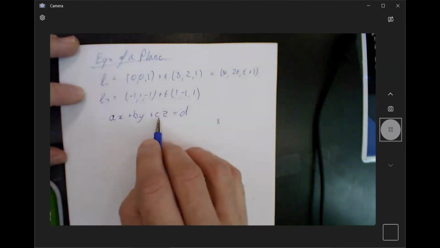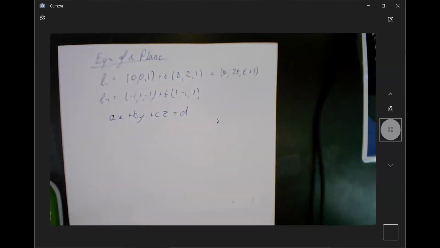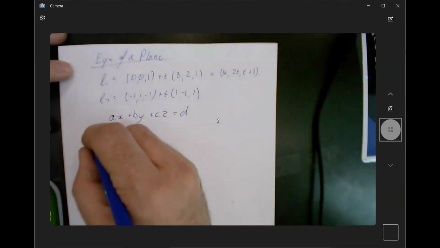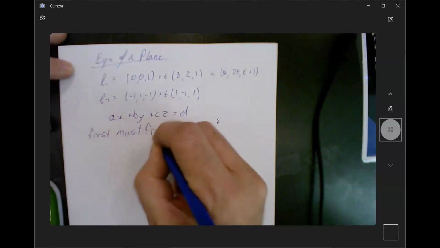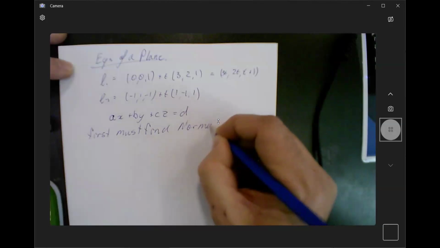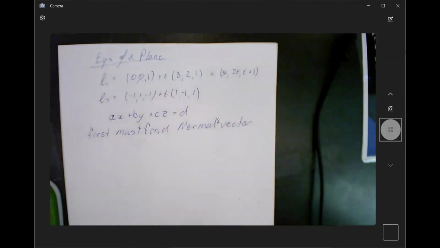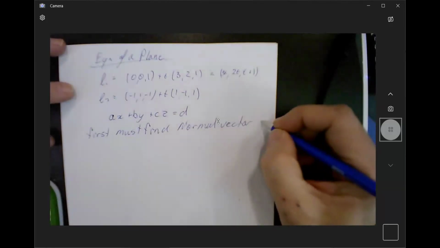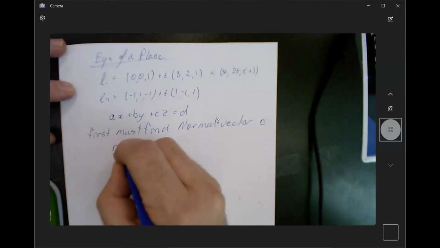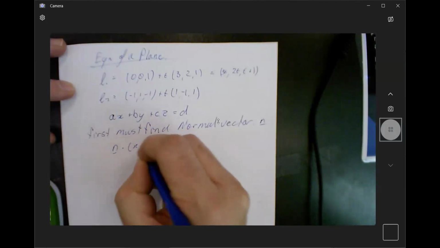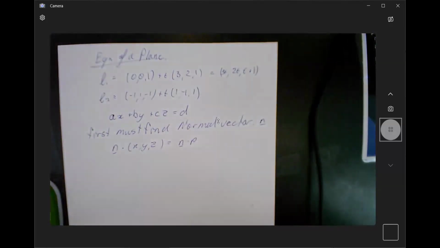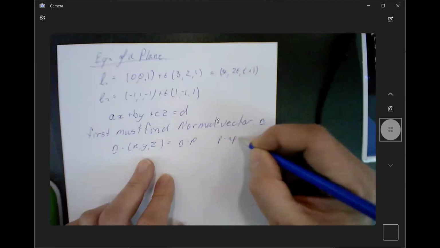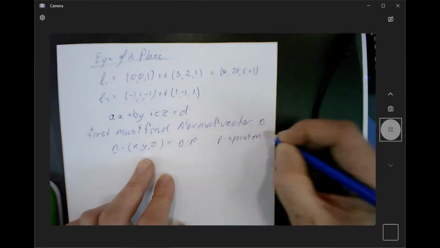Okay, I need to work out these numbers. Now, the actual thing I want you to think of when you're doing the equation of a plane is the normal vector. So the first thing we want to do is find our normal vector. We're going to call it n. And I know that n dot (x, y, z) is equal to n dot p, where p is a point on the plane.